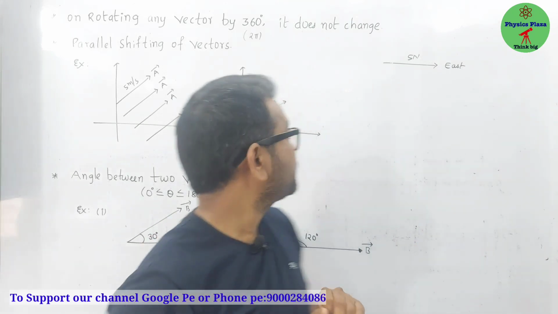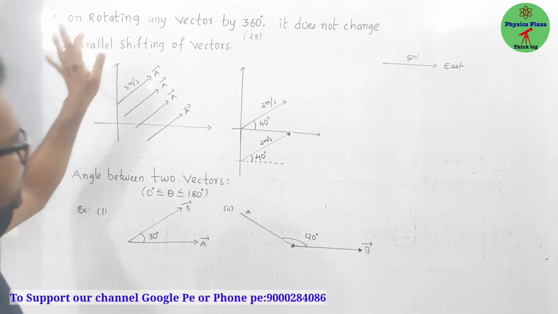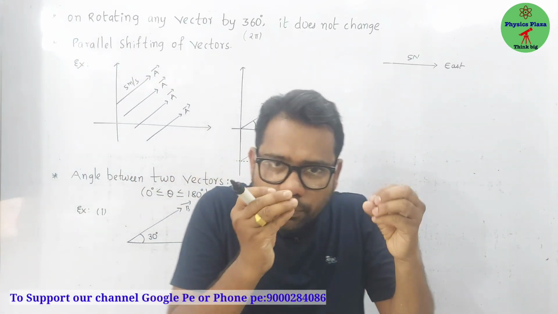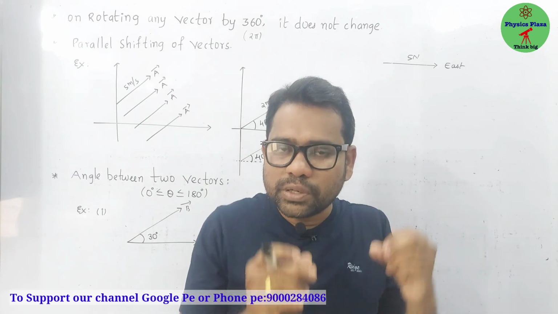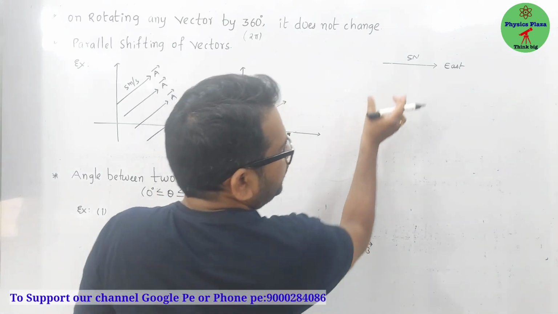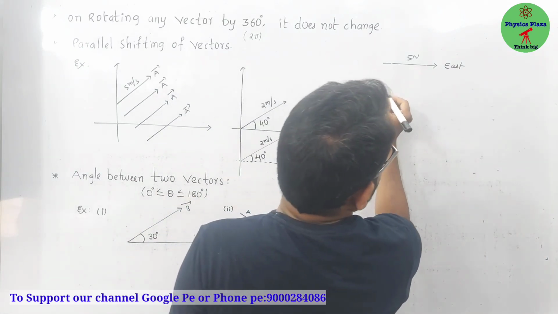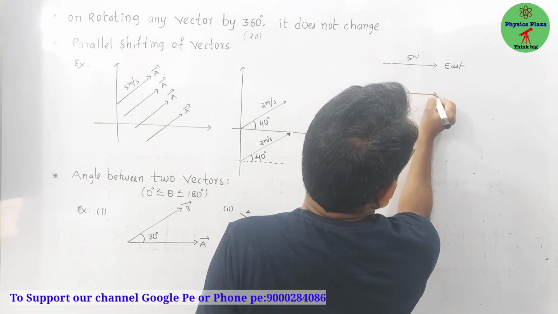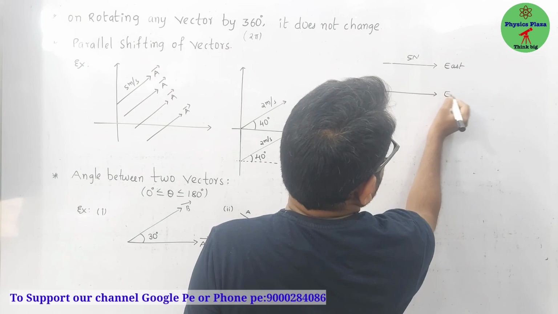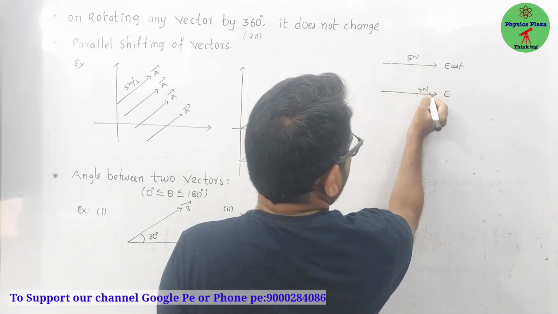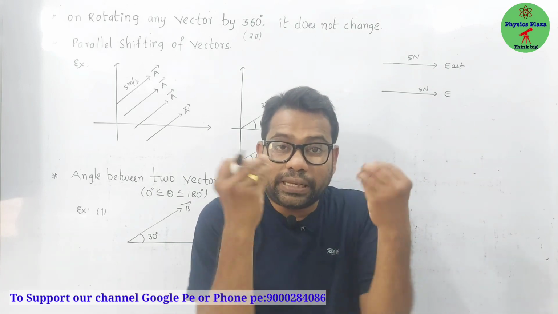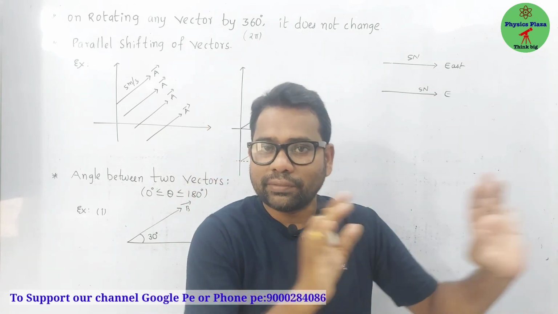Okay, fine. And the second point is parallel shifting of vector. This is very important actually, mostly. We'll be following this only. Parallel shifting means what actually? If a vector is 5 Newton, this vector can be drawn like this also, and like this also. The direction is east only, magnitude is 5 Newton. So without changing its magnitude and direction, you can draw that particular vector anywhere.